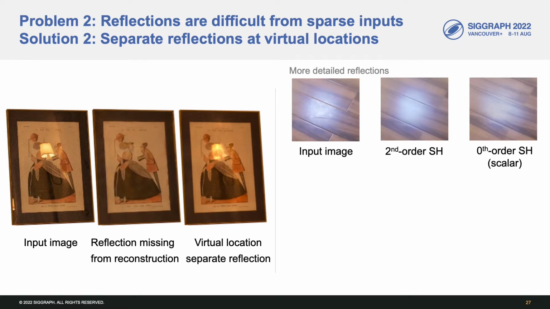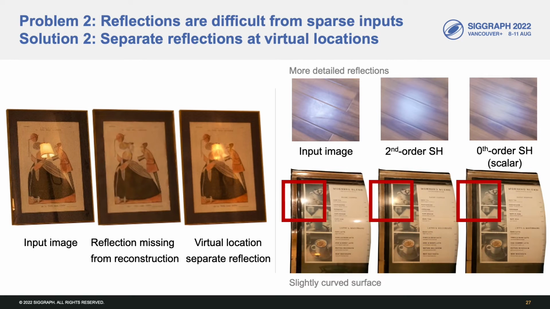For planes, rather than second-order spherical harmonics, even outputting a scalar color is in principle sufficient for virtual location reflected point lights. But real lights are more complex, and we see increased reconstruction detail with our approach. This approach also helps on slightly curved surfaces too, in reproducing reflections from sparse inputs.